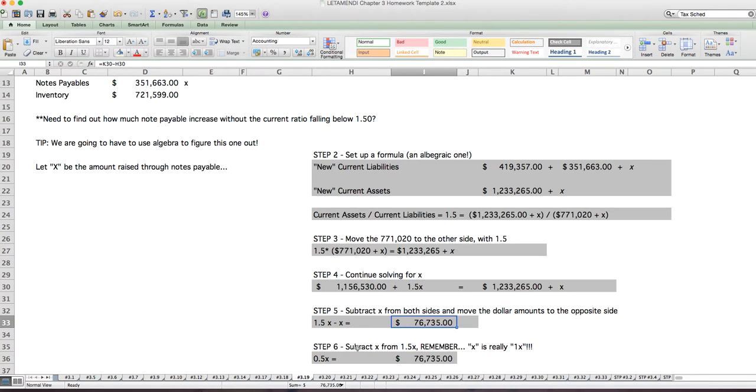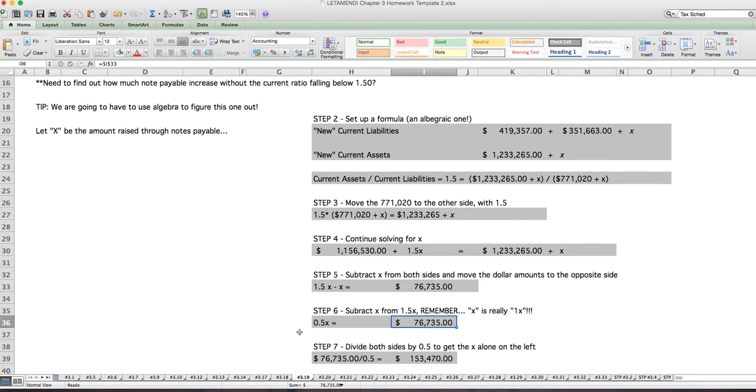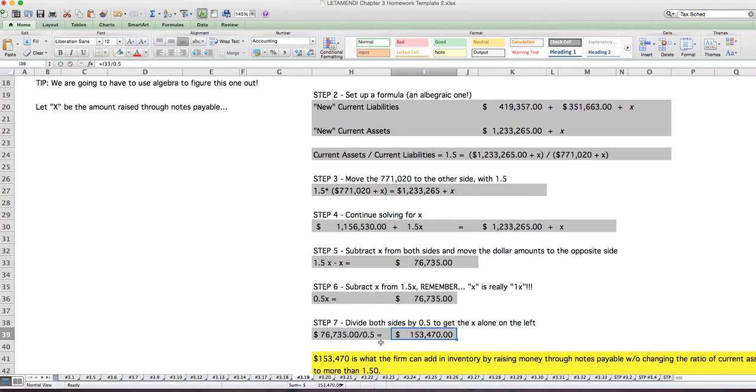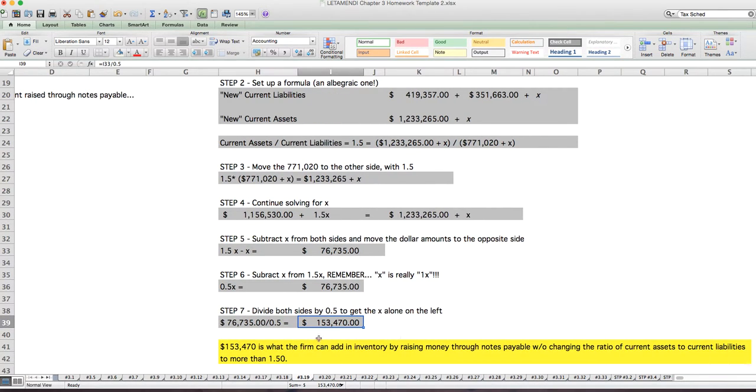The sixth step is to subtract x from 1.5x, and when you subtract 1x from 1.5x, you end up with 0.5x, which equals 76,735. The seventh step is to divide both sides by 0.5. So 0.5 divided by 0.5, and 76,000 divided by 0.5, and when you do that, you get $153,470.